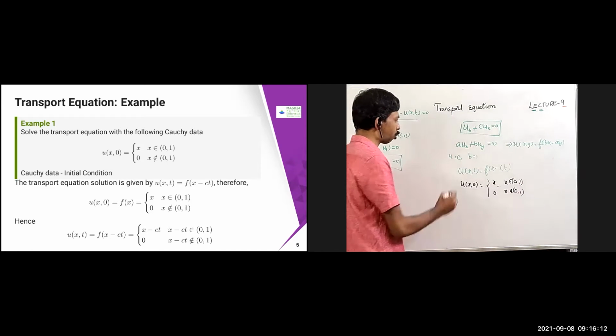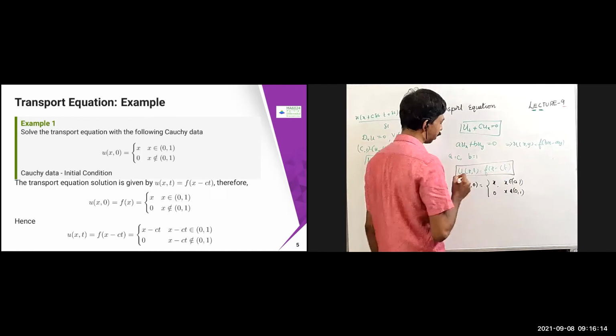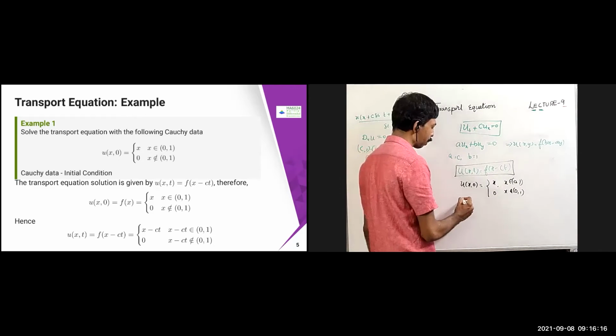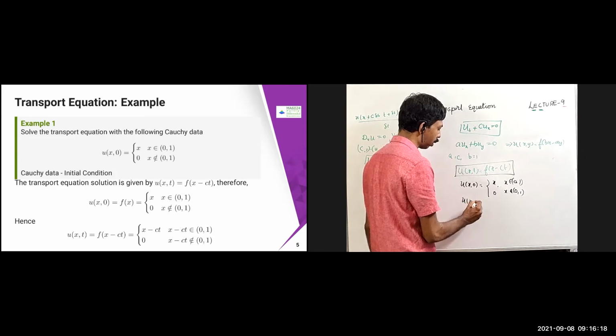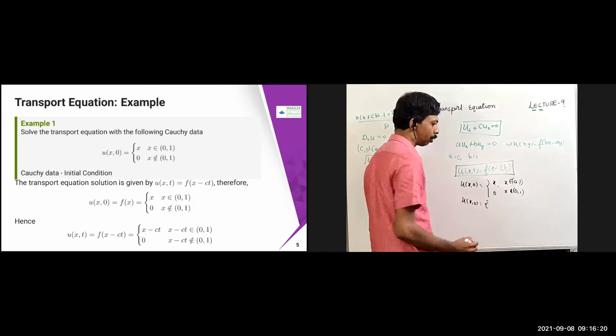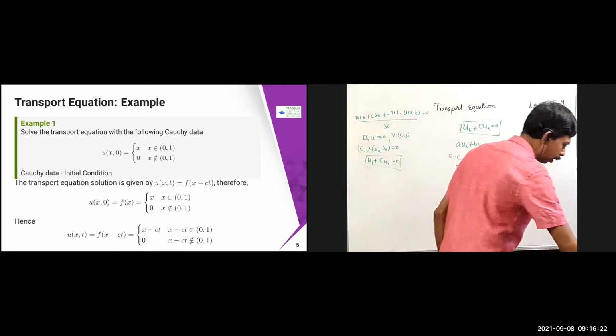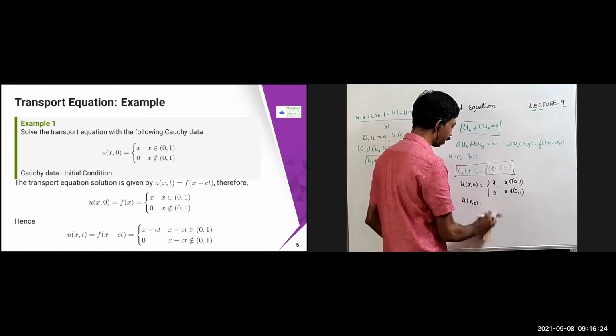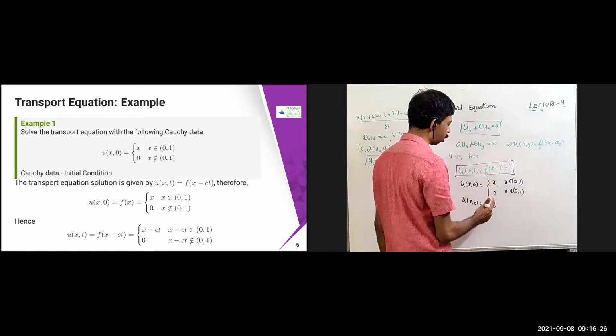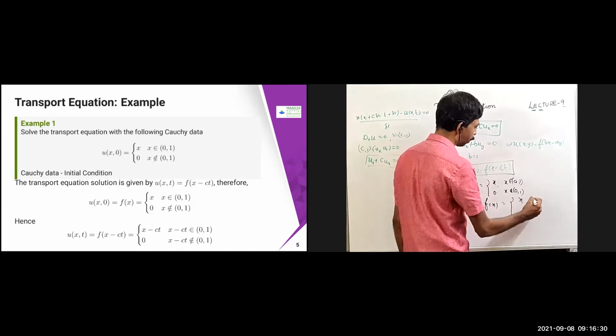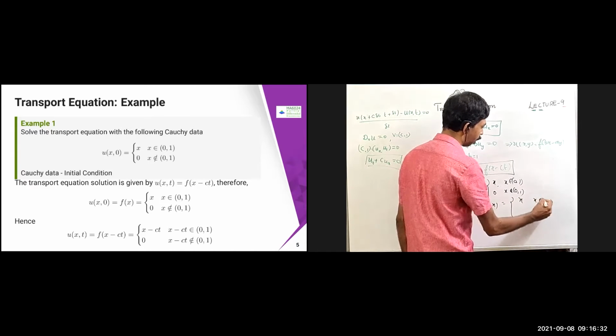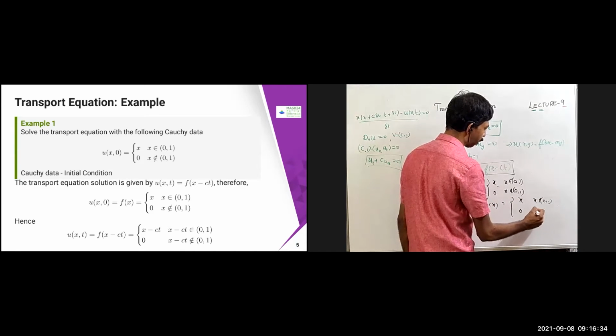So we know this is the solution: u(x, t) is equal to f(x minus ct). Therefore u(x, 0) is going to become f(x), because here t is 0. But u(x, 0) is nothing but this one, that is x if x belongs to (0, 1) and 0 if x does not belong to (0, 1).